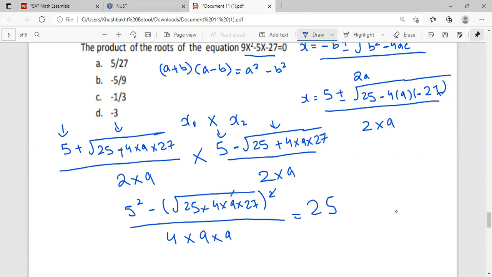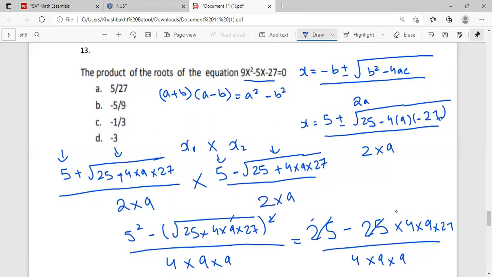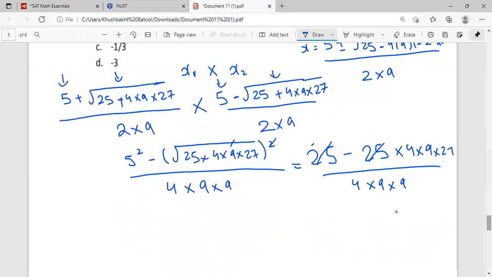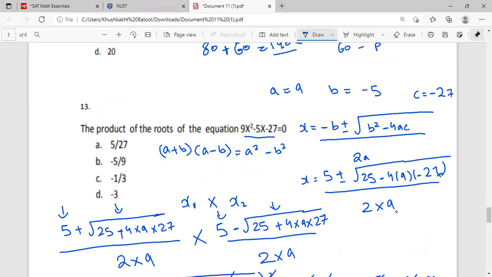This is minus. Then I'll get 25 into 4 into 9 into 27 divided by 4 into 9 into 9. 25 and 25 would be cancelled. And then 4 and 4 would be cancelled. 9 and 9 would be cancelled. So we are left with minus 27 divided by 9. That is minus 3. Let's see if we have minus 3. Yes, we do have minus 3. So this is the answer.